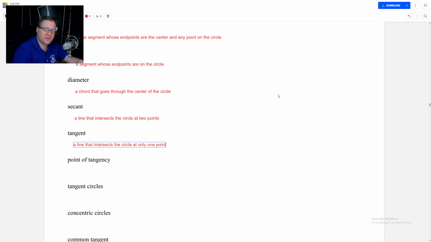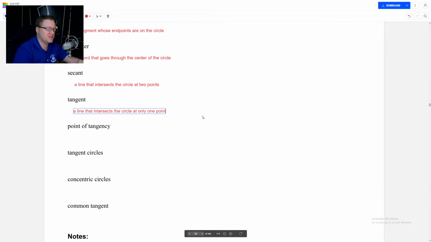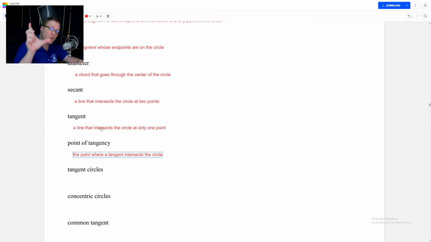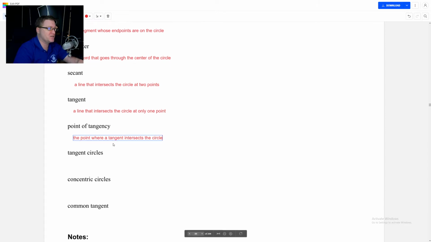And I'm going to draw pictures of these in just a moment. I'm just writing the definitions down first. We'll talk about it soon. All right? A point of tangency, the point of tangency is the point where a tangent intersects the circle. All right? So we just said the tangent is a line that intersects the circle at 1 point. Well, the point of tangency is the point where that tangent intersects the circle.